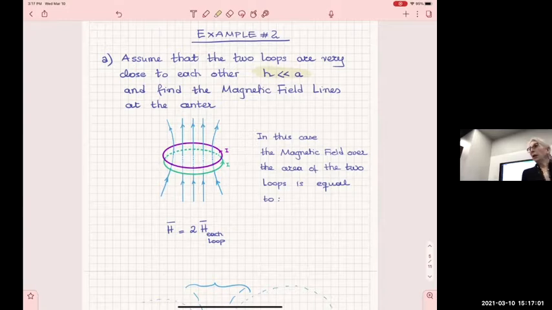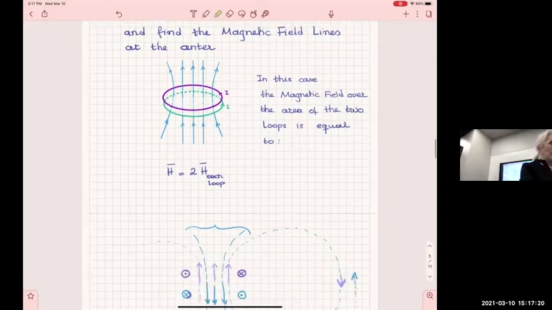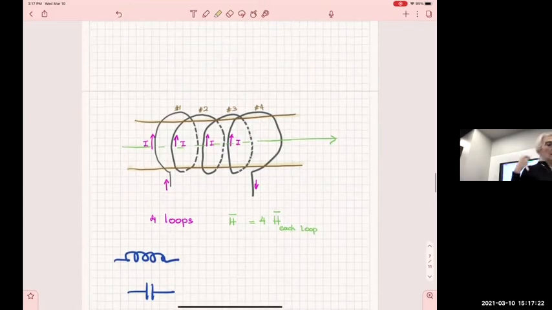I could put three loops together, and three loops that have the same direction in the current. Then what would happen? Then the magnetic field through all of these loops will be 3 times the magnetic field from one loop. Why is that important? And I will come to the other things.